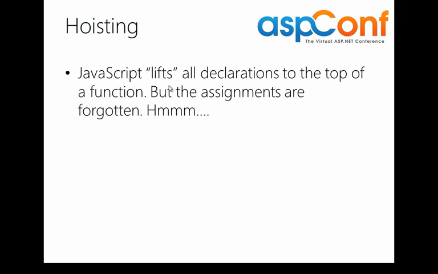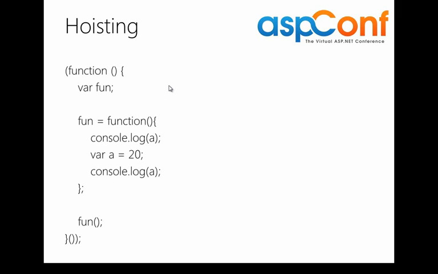Right, the next weird thing, hoisting. JavaScript kind of lifts all declarations to the top of a function, but the assignments are kind of forgotten. Let's look at that with examples. Let's say we have this bit of code, right? We've got a function called fun, and in the first line of that function, we are doing console.log a. In the second line, we're actually declaring a, doing var a equals 20. In the third line, we're doing console.log a.